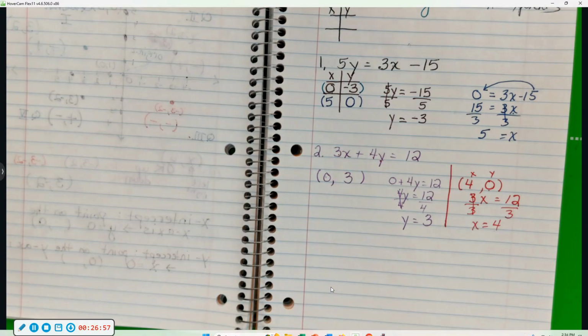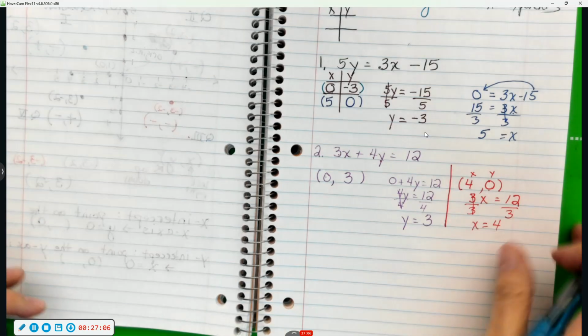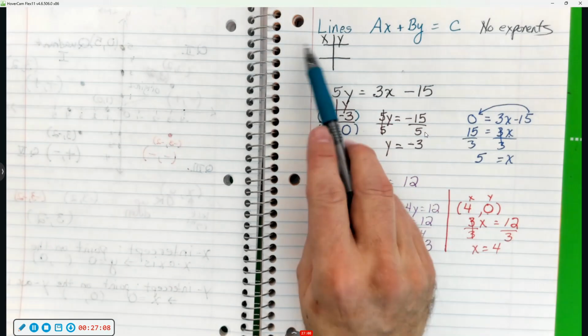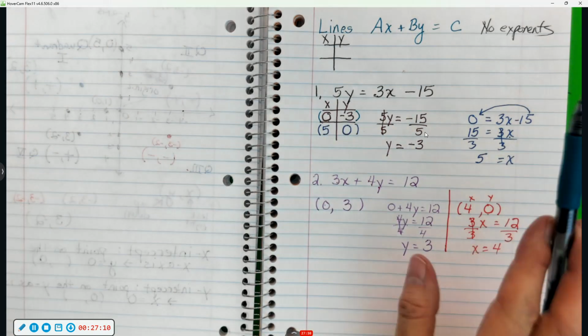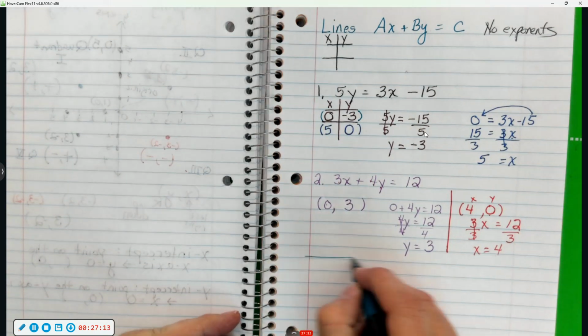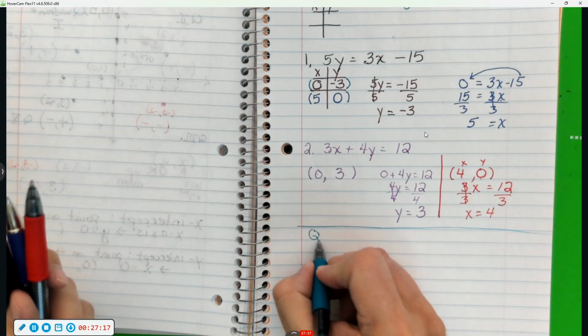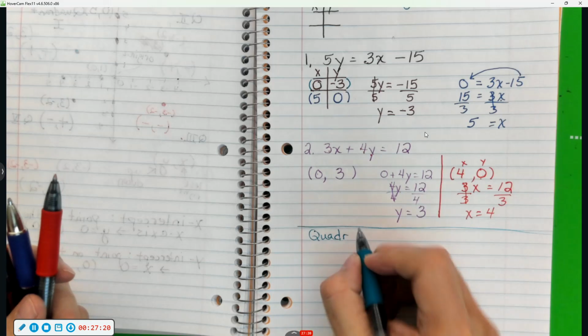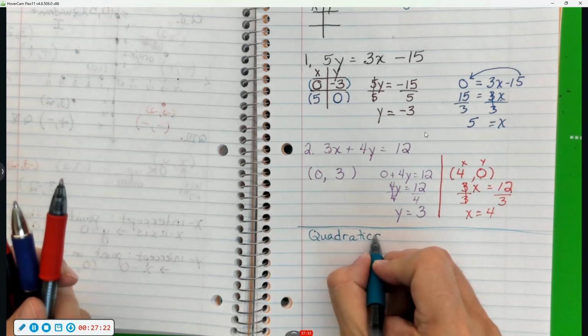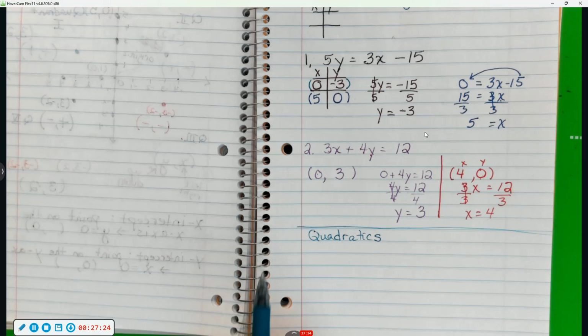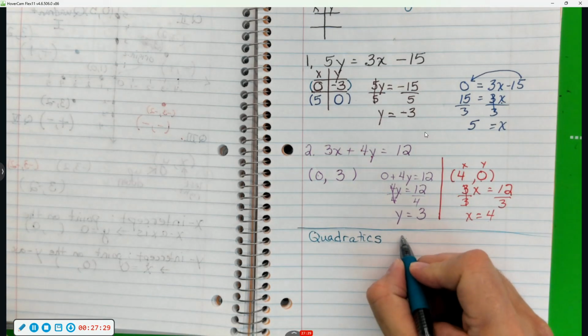Any questions over that? Given ordered pairs or numbers to plug in. So we start off graphing lines. We're going to graph a lot of different stuff today. The next thing we're going to graph are quadratics. We've used that word. Quadratic means there's an x squared. So it's going to look something like this.